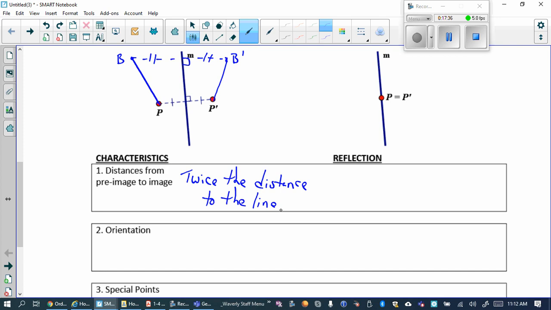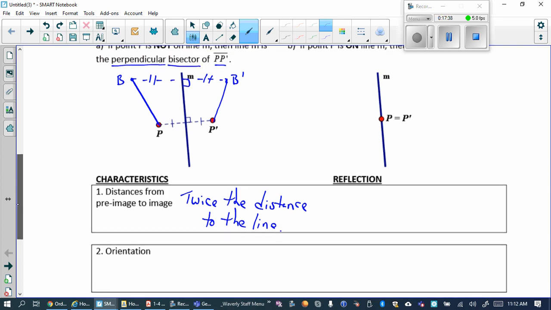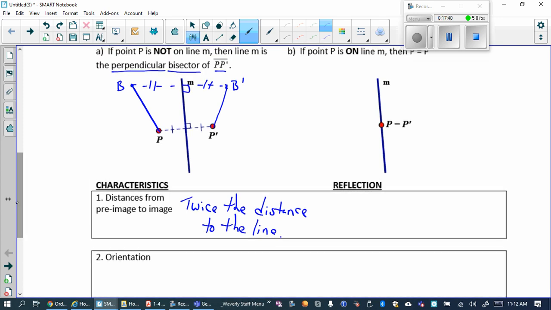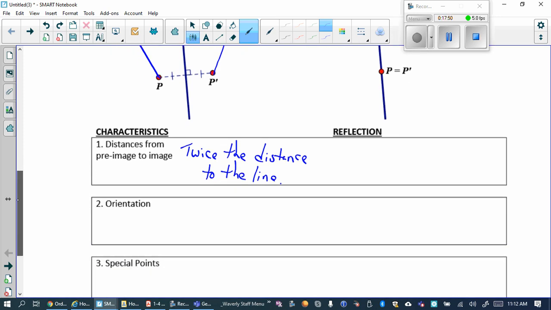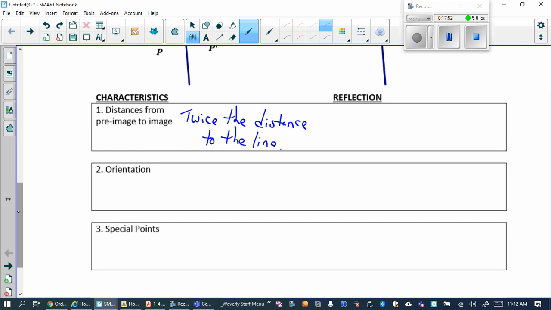Oh, and by the way, real quick, this path that B takes to B prime and P takes to P prime, could you also say that they're parallel to one another? Yeah, because that's going to be important later on too. Now, what do you think the reflection does to the orientation of the figure? What do we say? Reverses it. So it reverses it.